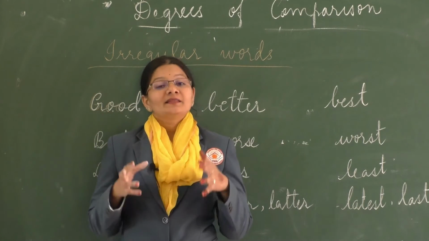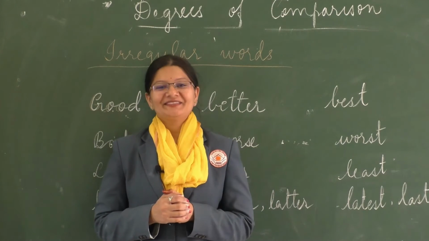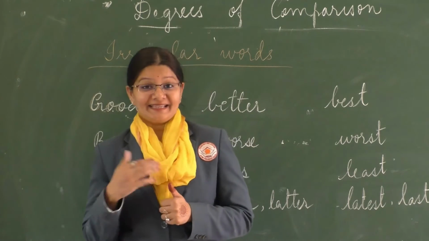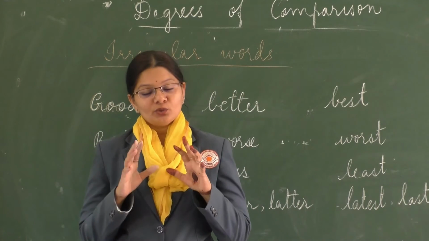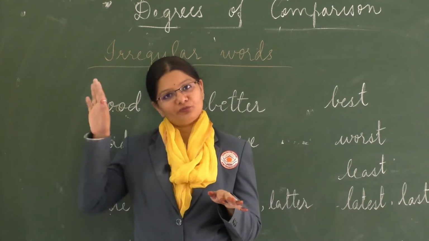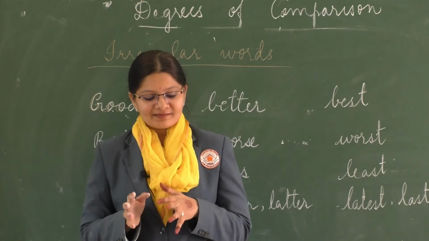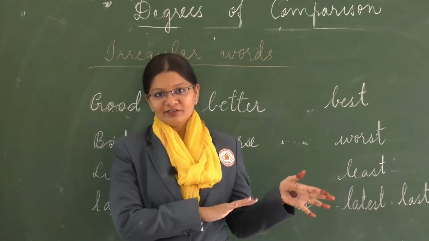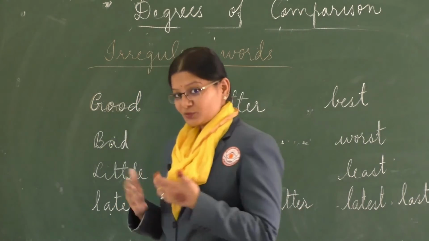But there are some words which just do not follow the rules. Now we will go ahead and look into these examples. The words which do not follow the four rules of the comparison of degree are simply stated as irregular adjectives or irregular words. Now what are those examples?